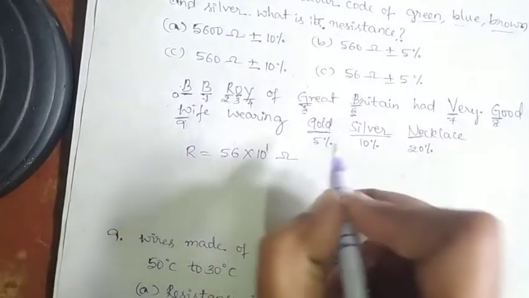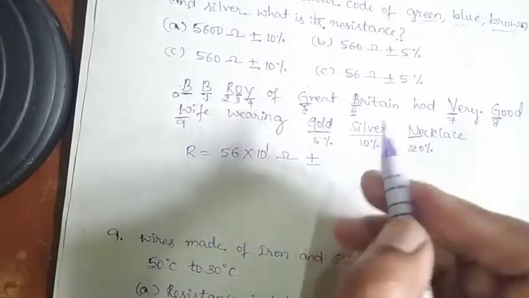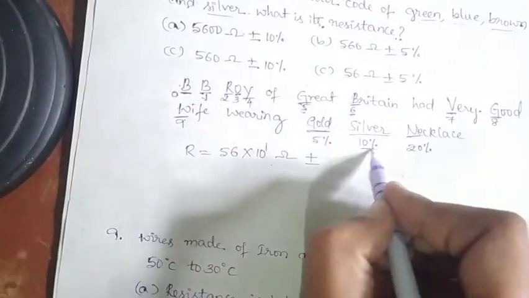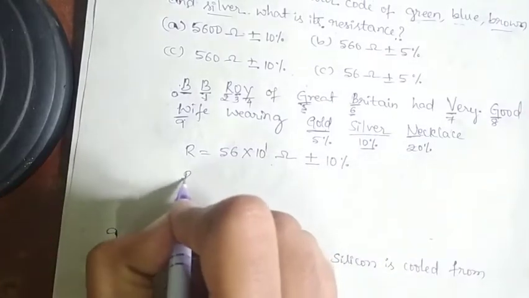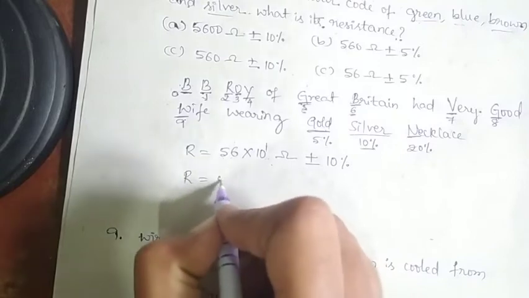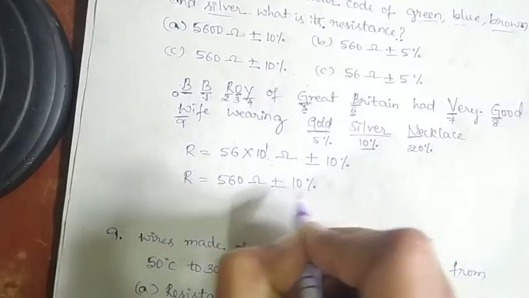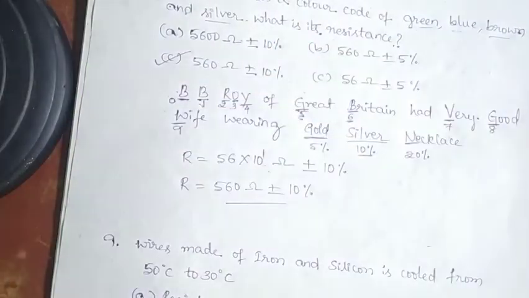We have to write the resistance value. Tolerance will be either plus or minus. Plus or minus, given will be silver. Silver will be having 10%. We have to simplify. R equals 10 power 1 will be 10. 10 into 56 will be 560 ohm, plus or minus 10%. Option will be option C, 560 ohm plus or minus 10%.